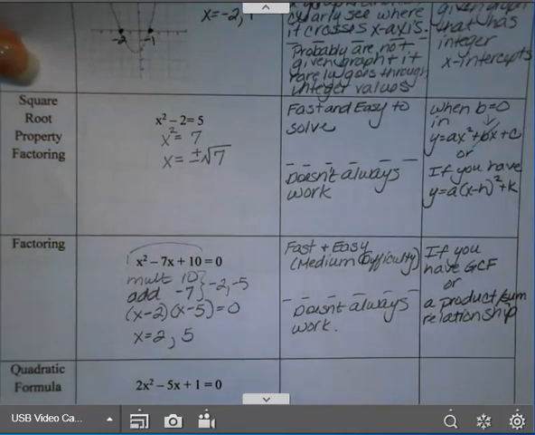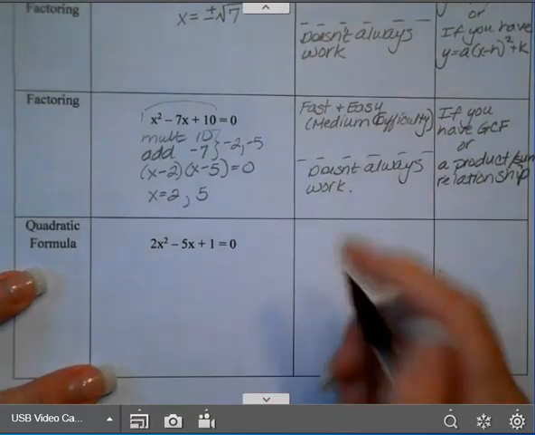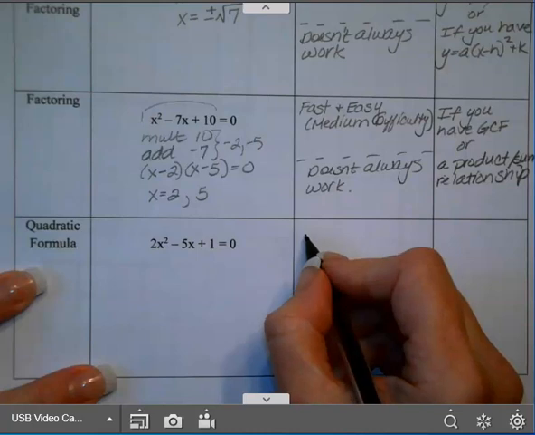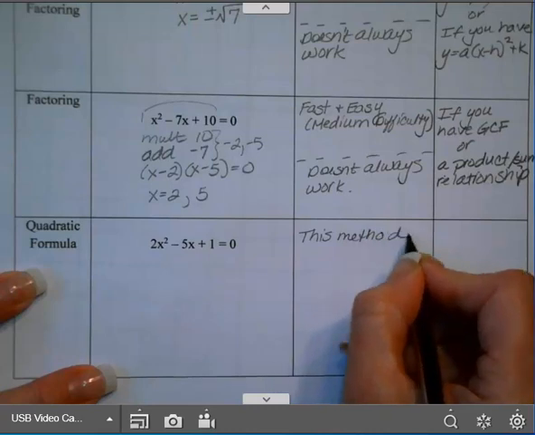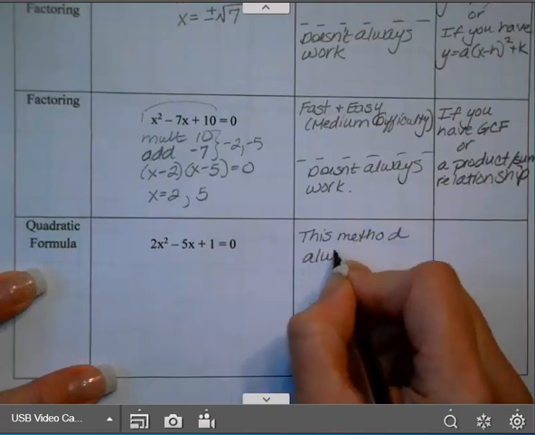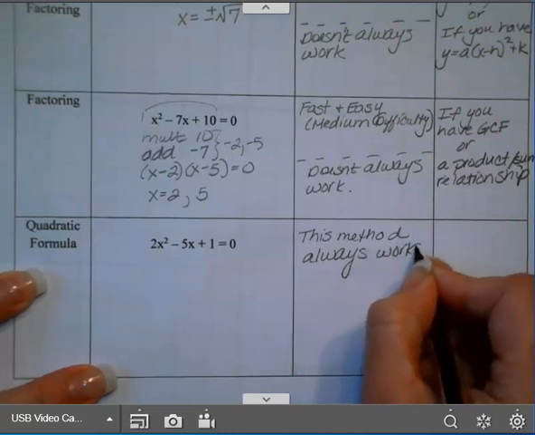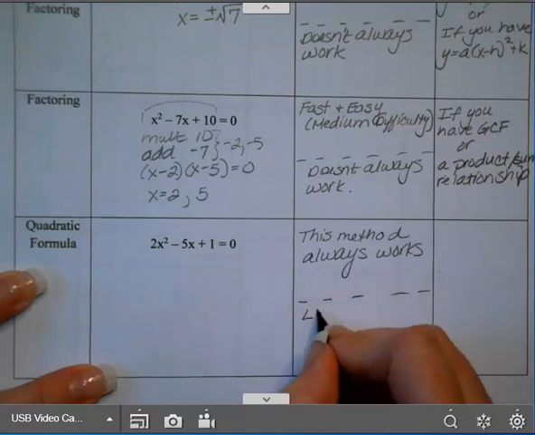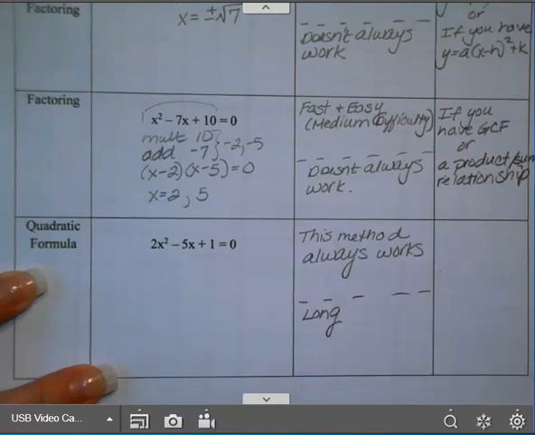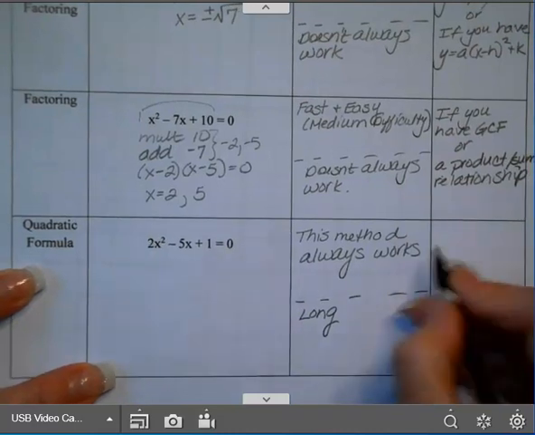On the quadratic formula, its strength is this method always works. The weakness is this one's a long one. So it's longer than the others, but it always works.